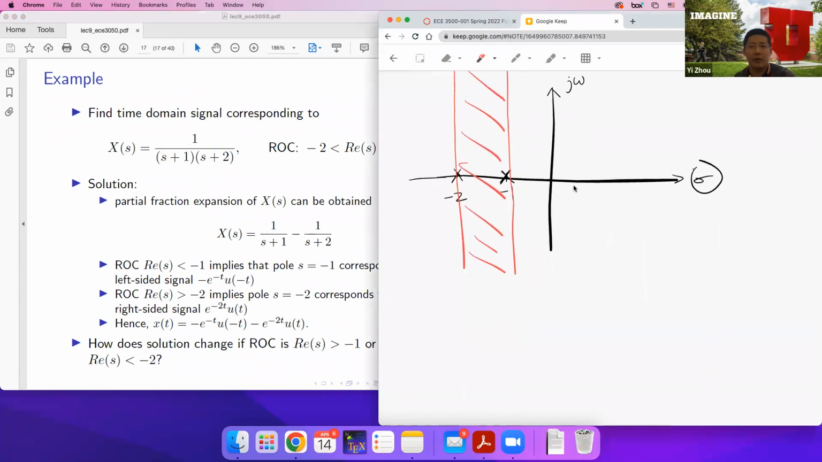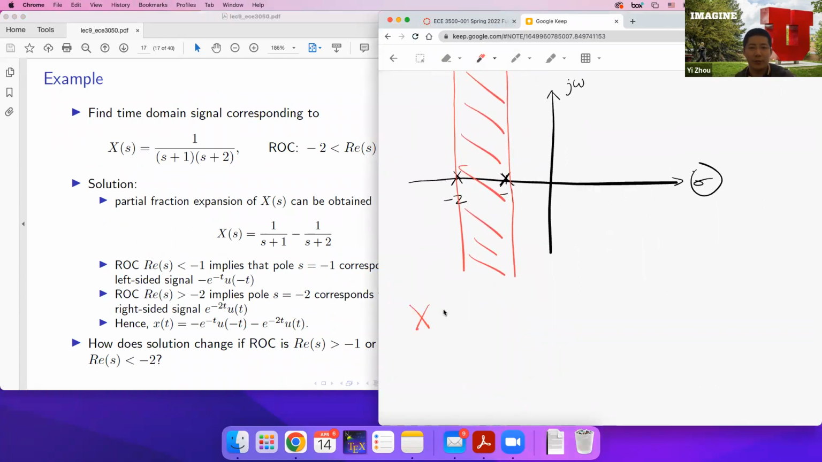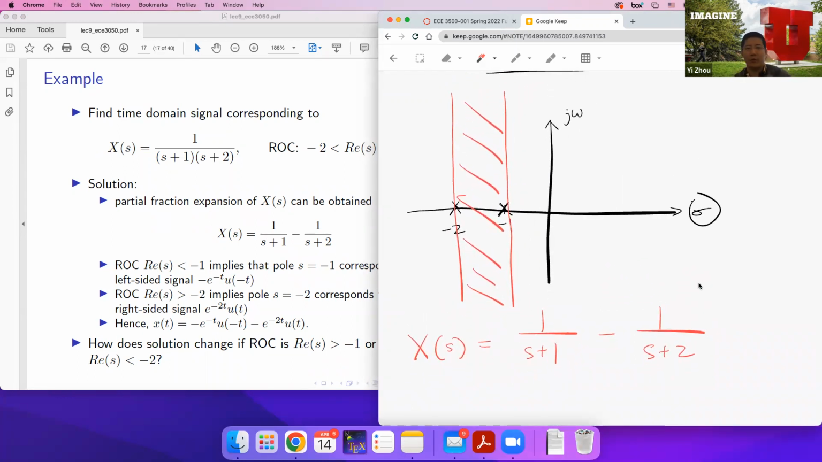Okay. So now let's look at this one. After partial fraction expansion, we can decompose it into this form. And then we need to analyze the region of convergence. So this region of convergence is the overall region of convergence for the entire Laplace transform. And based on this, we need to identify the corresponding ROC for each of these components.